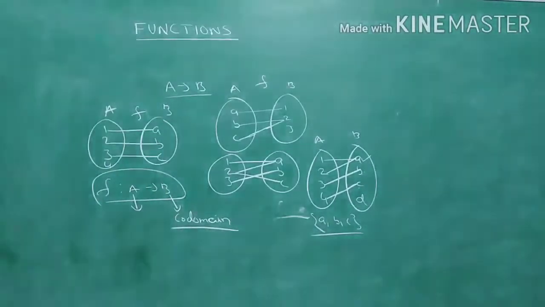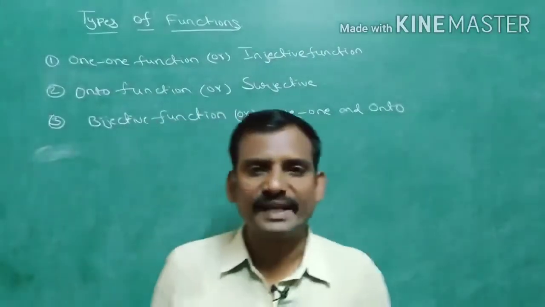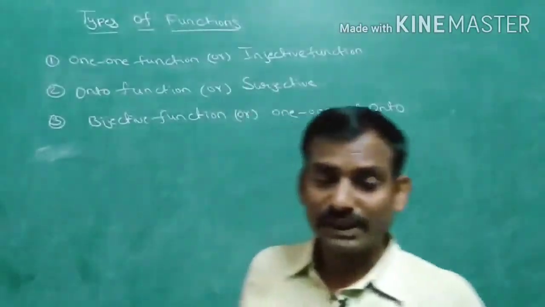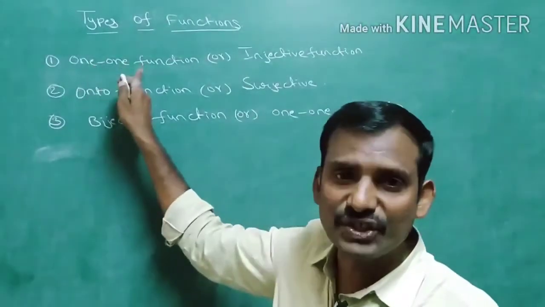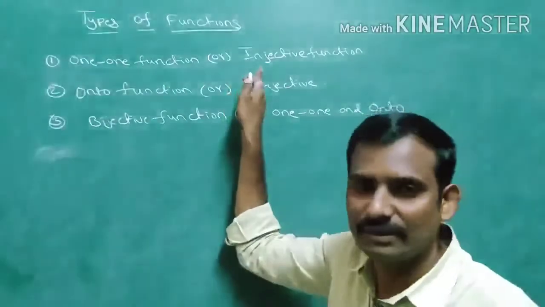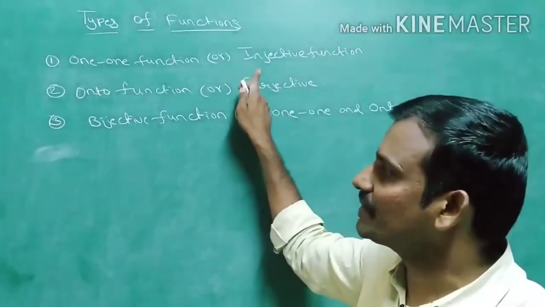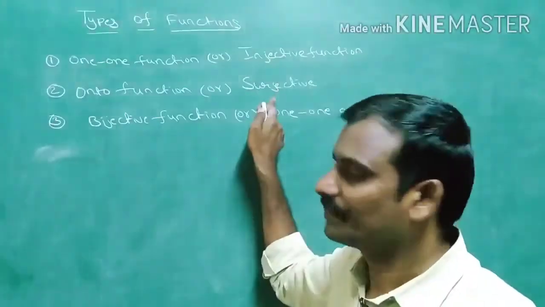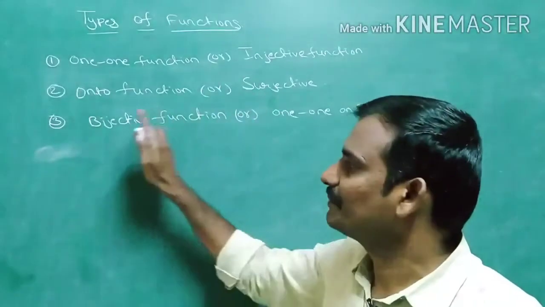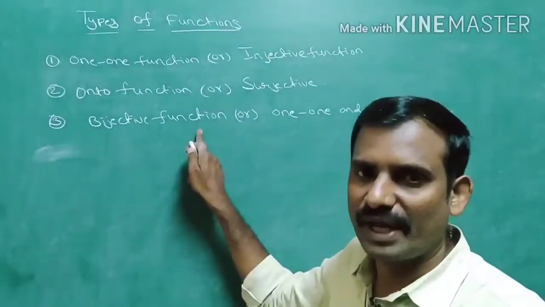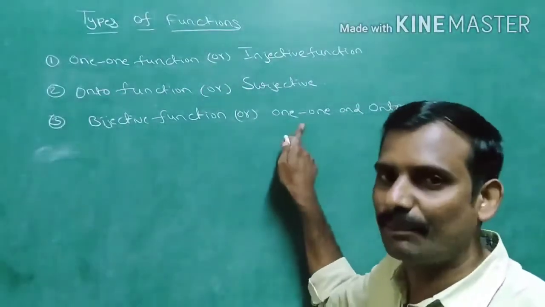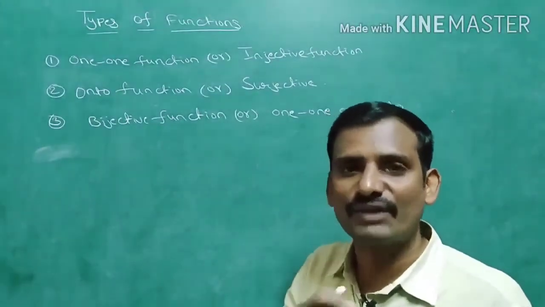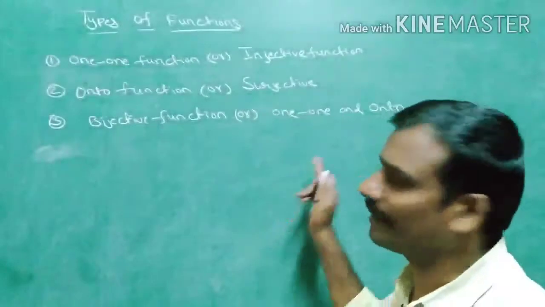Okay. So in second PU, we will discuss types of functions. First one is one-one function or injective function. Second one is onto function or surjective function. Third one is bijective function. Some people also call it one-one and onto, because bijective is nothing but if the function is both one-one and onto, that function is called a bijective function.